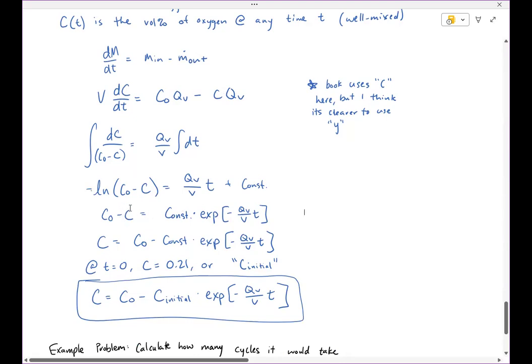So I just take C over to the other side. I take this entire thing over to the left side, and I end up with this expression. And now I want to solve for what the constant is. So I need my initial condition.